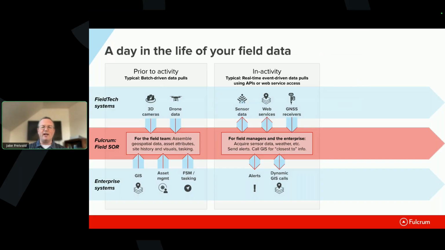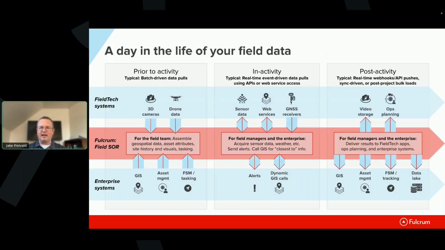But if there's a way to talk to the GIS to get information that you don't currently have, then you can make those kinds of calls in activity as well. And then finally, let's say you're done with that record. You're not necessarily done for the day, but you're done with that activity, your pad-mounted transformer inspection. Then I need to be able to push that information back to wherever it goes.